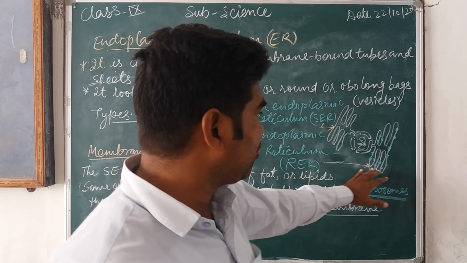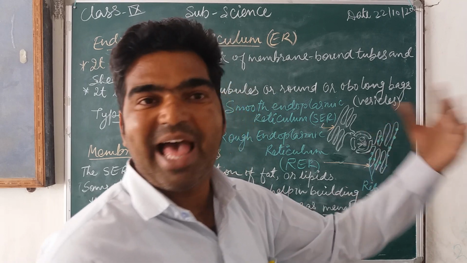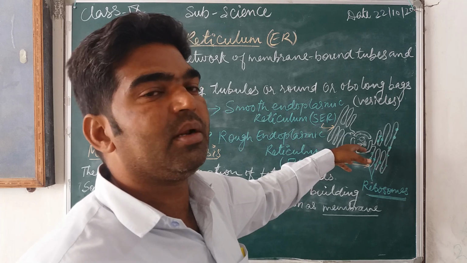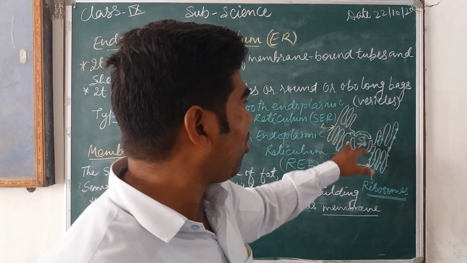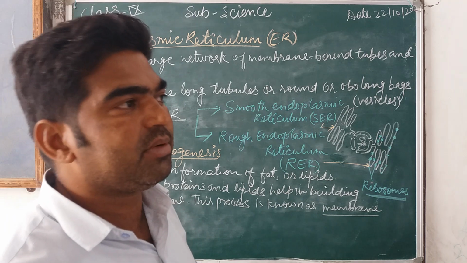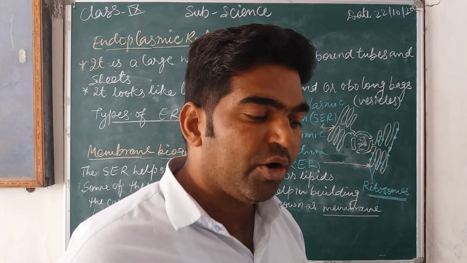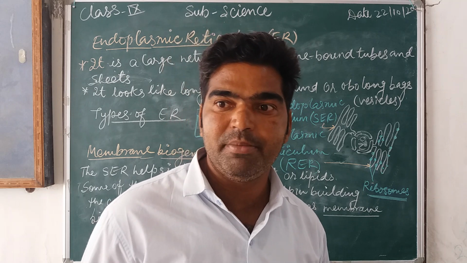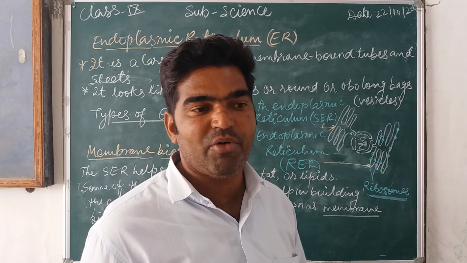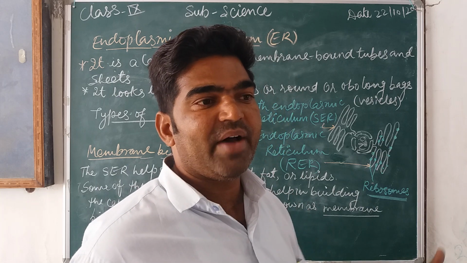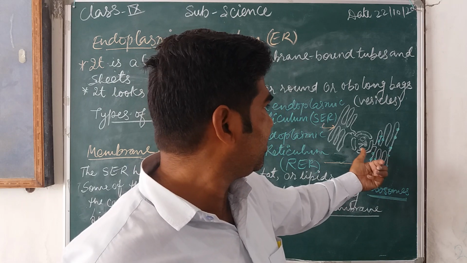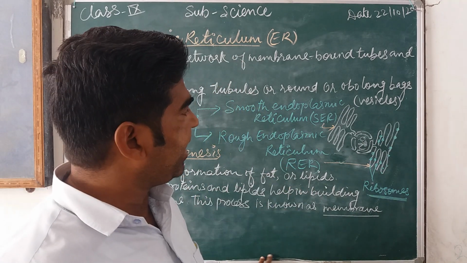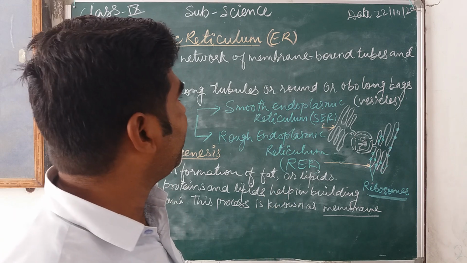It means the rough endoplasmic reticulum, with its ribosomes, helps in the synthesis of protein. The smooth endoplasmic reticulum helps in the formation of fats and lipids, and it also helps in detoxifying many poisons and drugs in our body. Whatever poisons and drugs are formed in the body will be purified or detoxified by the role of the smooth endoplasmic reticulum. So this is the role, structure and functions of smooth endoplasmic reticulum.